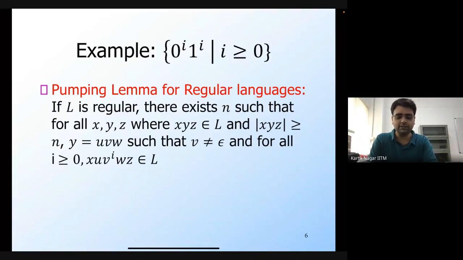So we have seen grammars, and we've even seen a pushdown automaton for this language. So let's again take a look at the statement of the pumping lemma for regular languages. It says that if L is regular, then there exists some integer n such that for all strings x, y, and z, where the concatenation xyz belongs to L and the length of y is greater than or equal to n, then I can break down y into some u, v, and w such that v is not epsilon, and v can be pumped as many times as I want. So x u v^i w z belongs to L.